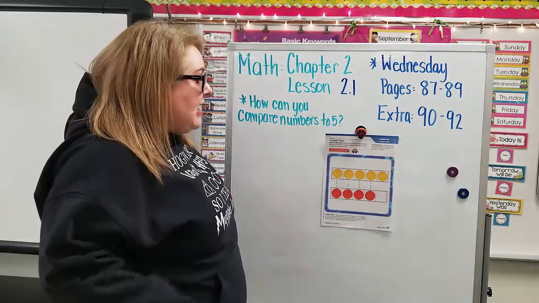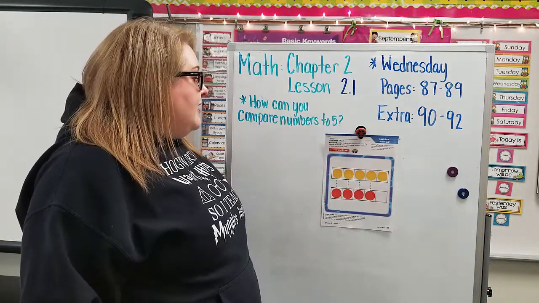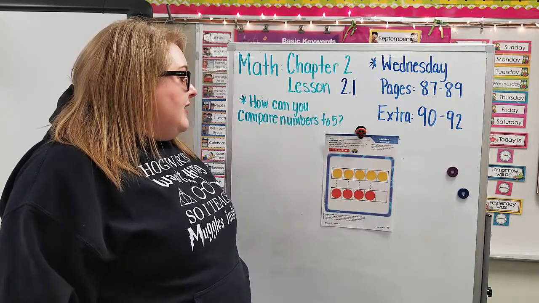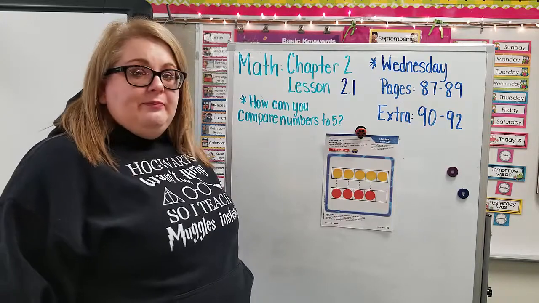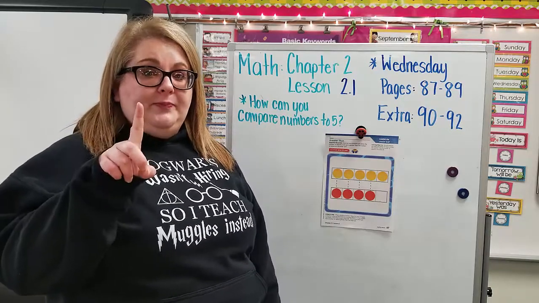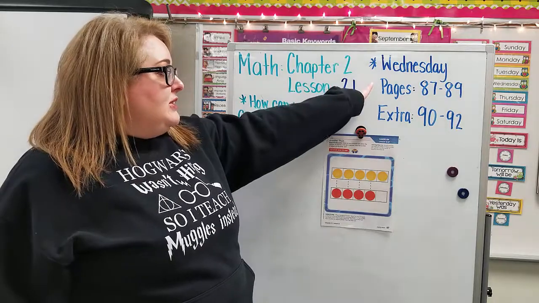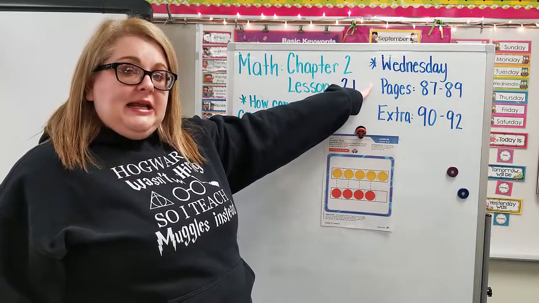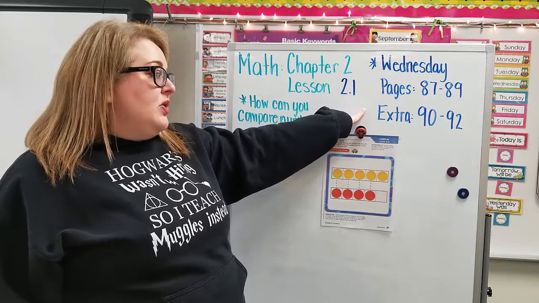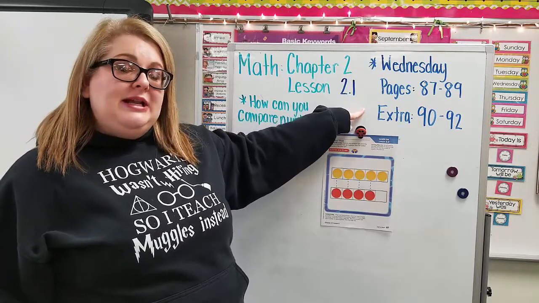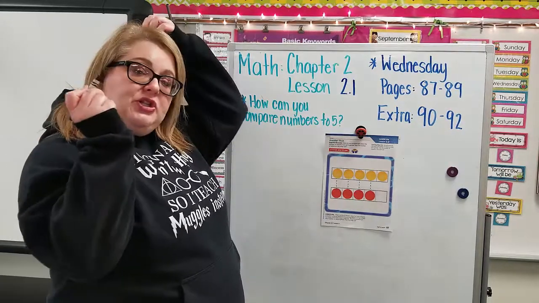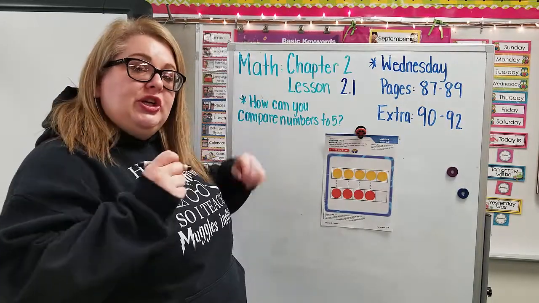So our question is, how can you compare sets when the number of objects is one greater than the number of objects in the other set? So we're just looking for the objects that have one more, okay? We're looking at pages 87, 88, and 89 that you need to do. If you'd like to do a little bit extra, you can do pages 90, 91, and 92, but you don't have to do those.